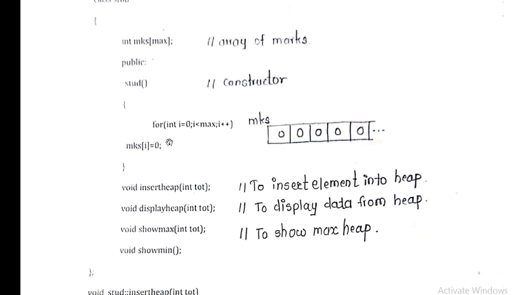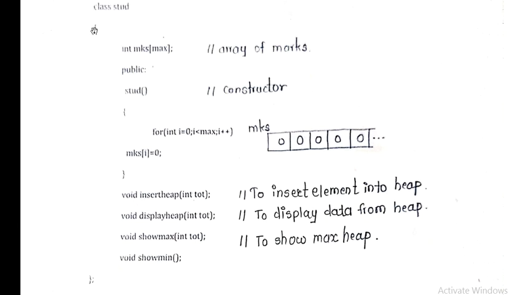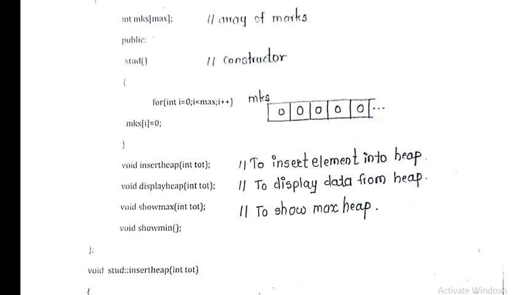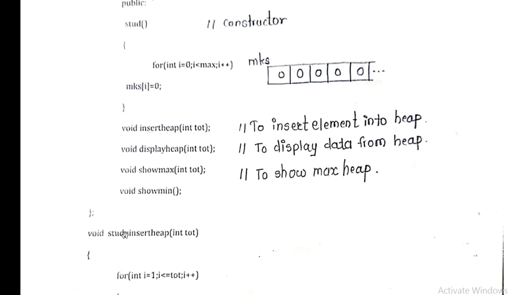Then next, we have declared some functions over here, like for inserting the element into the heap, then displaying that heap. We have to show the minimum marks and the maximum marks. So for that we have declared some functions in the class student, and now we are writing the definition of the functions outside of the class. And while we are doing such a thing, we have to make use of the scope resolution operator. So here we can see, whenever we are writing the definition, the scope resolution operator is used.